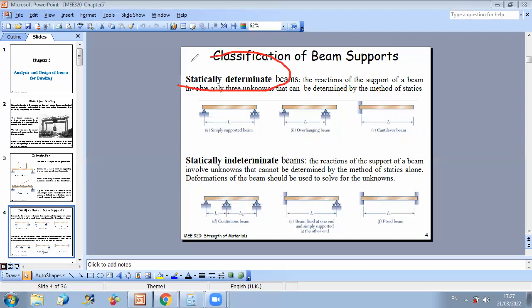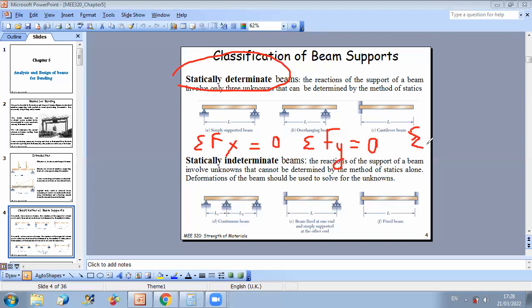When we say statically determinate, this means that by just using statics, we can solve for the unknowns. And you know that in 2D equilibrium problems, we have three equations that we can write. We can write sum of x equals 0, sum of y equals 0, and sum of moment about any point on the beam or any point on the figure is equal to 0.